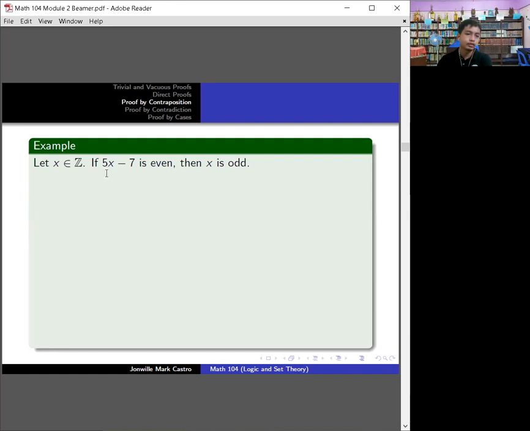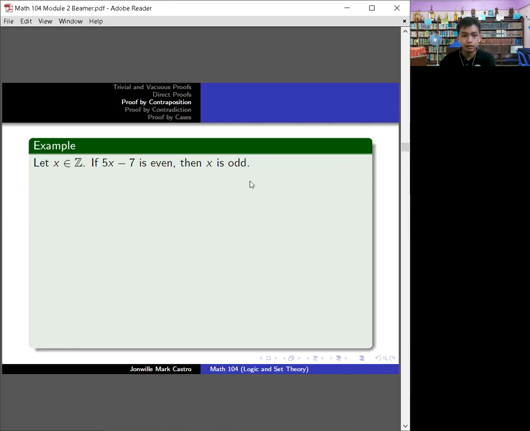So, suppose 5x minus 7 is even, then show that x is odd. Pero gagamit tayo ngayon ng contraposition kasi may mga cases na, halimbawa nito, may mga times na mas madaling gawin yung proof kapag yung form niya ay iba, like contraposition. Since logically equivalent naman siya, we can use this kind of proof.